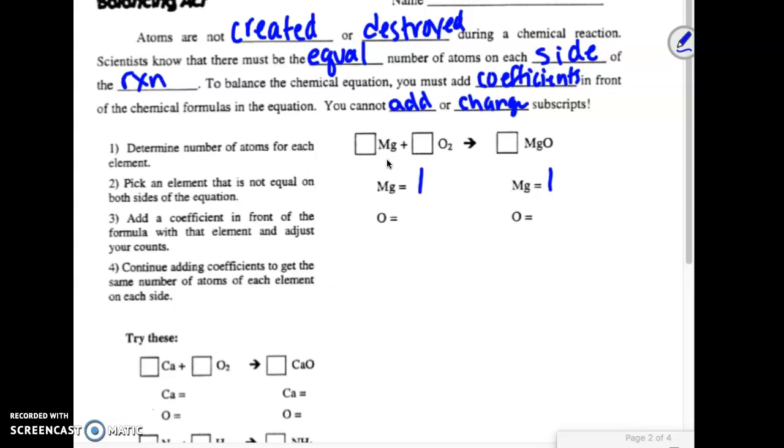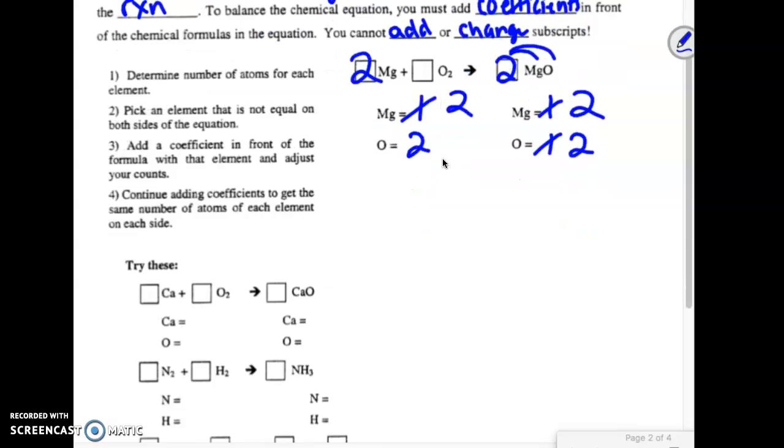On the reactant side right here, I have 2 oxygens. And I have 1 oxygen. So the oxygen is what's throwing me off. I need to change it. I'm going to put a 2 up here so that now I have 2 oxygens. I also have 2 magnesiums though. So now I need to put a 2 over here so that my magnesium cancels out. So that is the correct formula there. Let's do a few more.